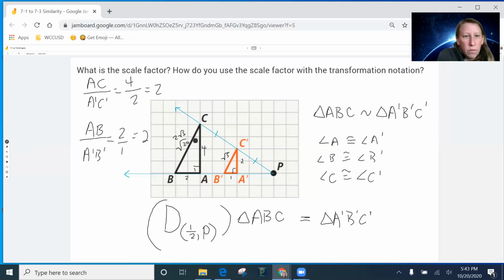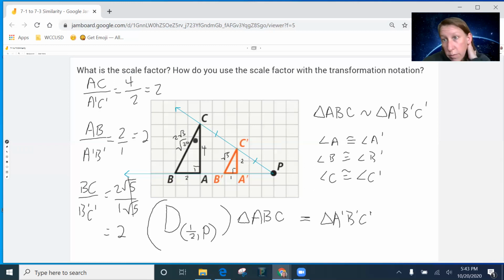If you have from B to C is 2 square roots of 5, and from B prime to C prime is only 1 square root of 5. Guess what? That just equals 2. Square root of 5 divided by square root of 5 is 1, so it can go away. All right, so we call this the sides are in proportion. They all have the same fraction that they simplify to.